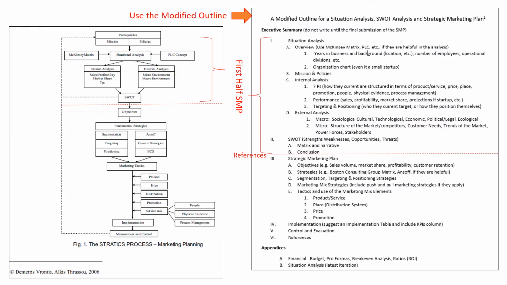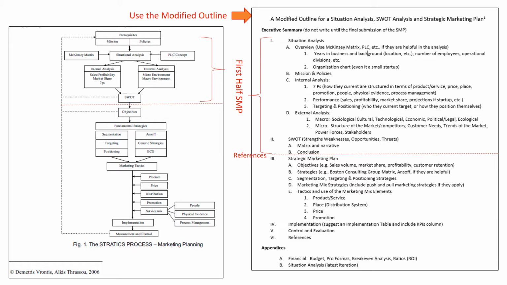The academic article that presents the strategic marketing plan is posted on Blackboard. I have made some modifications to it to make it easier for you to follow. The modified outline is what you see on the right side of the slide. The first half of the strategic marketing plan, you complete Roman numerals 1 and 2.